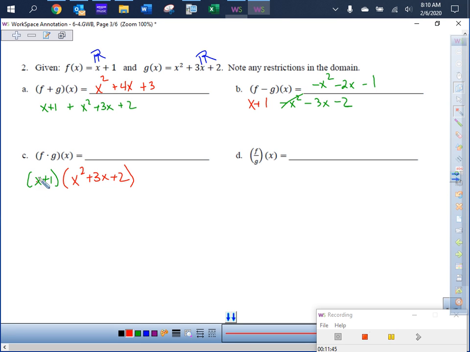Let's take this x times every one of these red guys. So x cubed plus 3x squared plus 2x. And then take 1 times everybody. I'm going to stack these again like we kind of showed you last chapter. You don't have to stack them if you don't want to. But there's my 6 dudes. Right? 2 dudes times 3 dudes should give you 6 dudes back. Now I'm going to combine like terms. So x cubed plus 3x squared plus 5x plus 2.